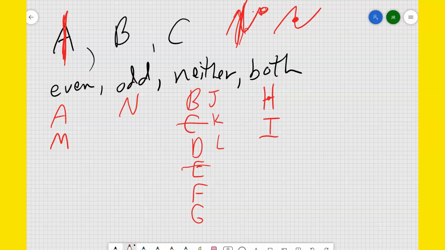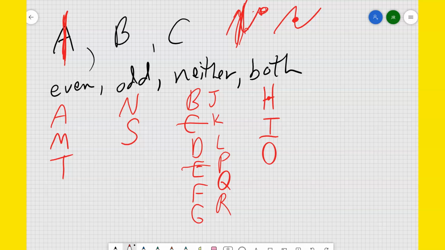O is both. P is neither. Q is neither because of that curly Q right there. Makes it neither. R is neither. S, what about S? S is odd for the same reason that N is odd. T is even.